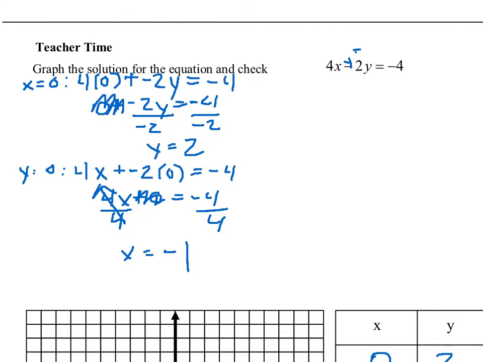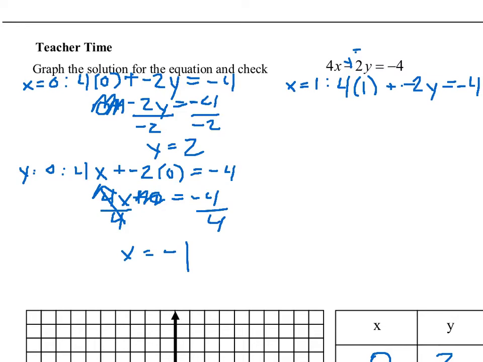For what? X or Y? X. 1 for X? Yeah. All right, let's see what happens. So when we choose x equals 1, that gives me 4 times 1 plus negative 2y equals negative 4.